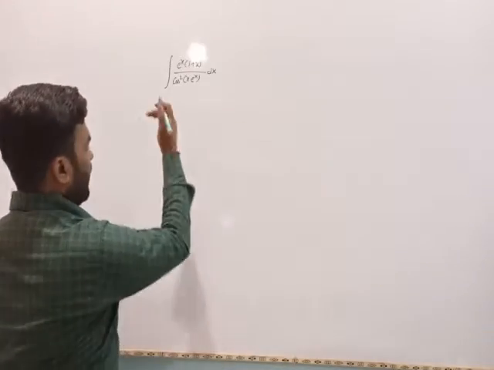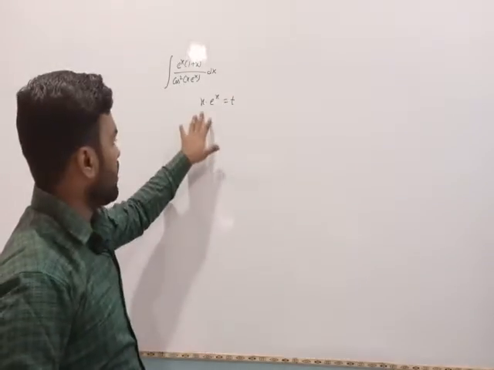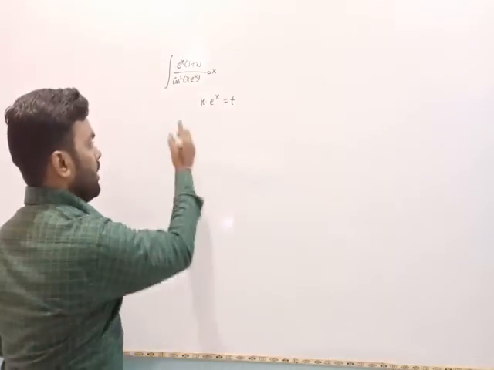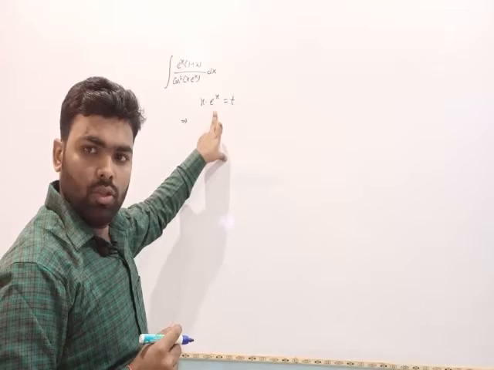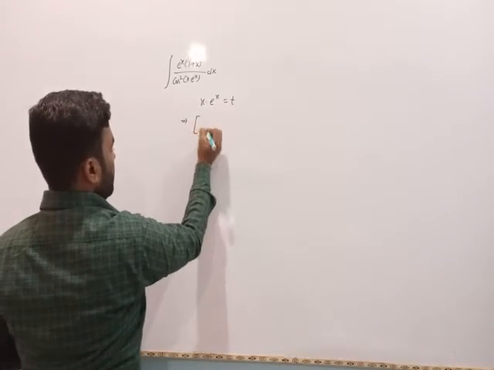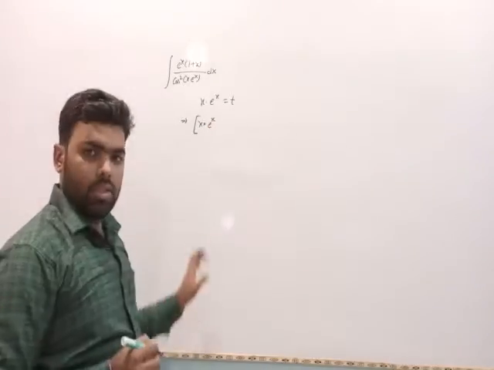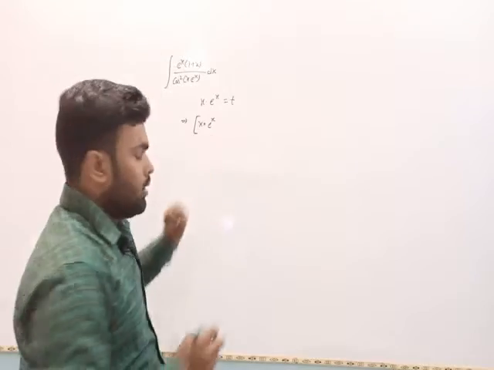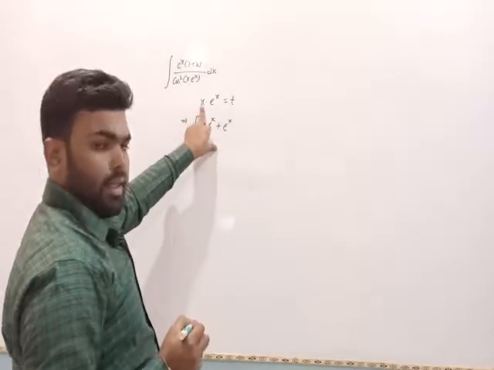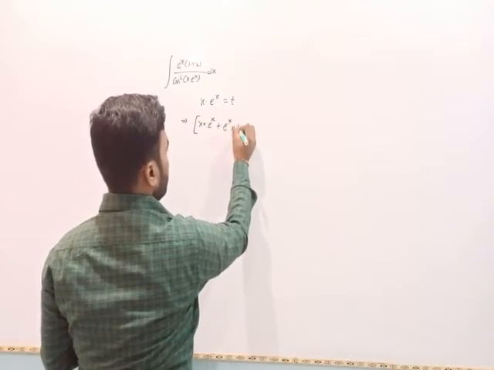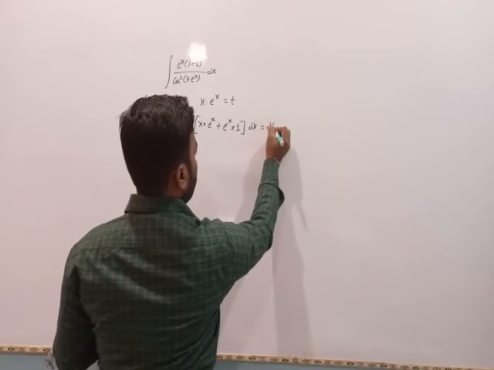If I write x into e to the power x equal to t, I will substitute this term with t. If we take the differential of both, then we will apply the product rule to differentiate x into e to the power x. First of all, we will keep x fixed and differentiate e to the power x. The differential of e to the power x is e to the power x, plus, now we will keep e to the power x fixed and differentiate x. This will become e to the power x into 1, the differential of x is 1, into dx, is equal to dt.